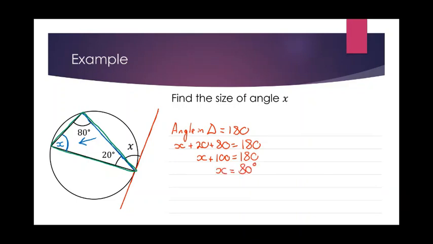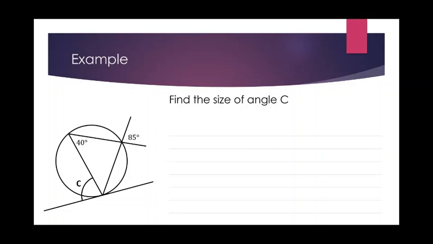Okay, so obviously, using the alternate segment theorem, we were able to find the equal angle outside the triangle, and then using the numbers inside the triangle, we were able to answer the question. Okay, let's have a look at another one.